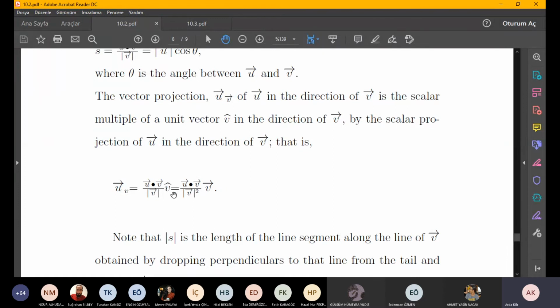And if you write the unit vector in the direction of v as the vector v over the length of v, then that means the vector projection of u in the direction of v can be written as u dot product v over the square of the length of v times v, the vector v.